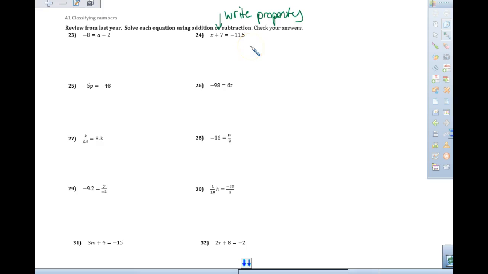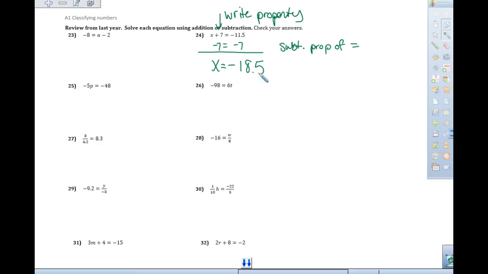So if I have x plus 7 equals negative 11.5. To solve that problem, what do you have to do? Subtract what from both sides? Subtract 7. I need you to write the subtraction property of equality right behind it. That's all you have to do. And you're going to finish solving it. And x is equal to negative 18.5.